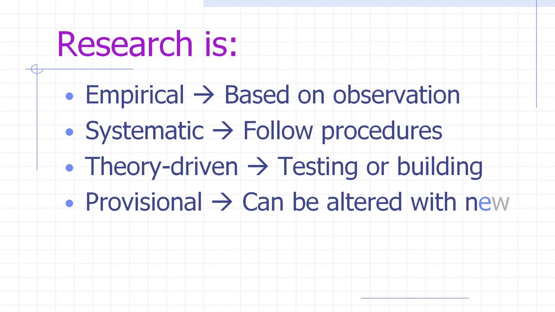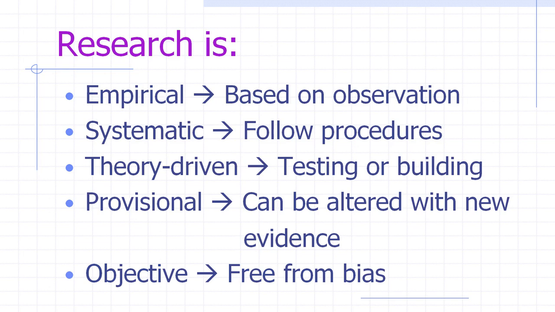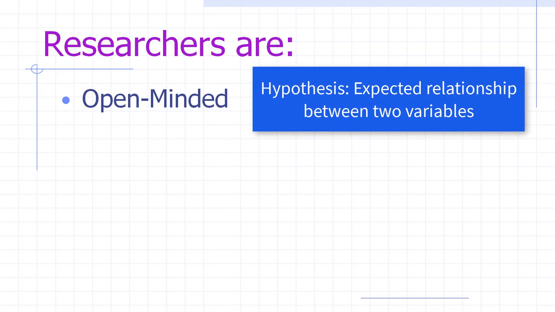It is provisional, which means that it can be altered with new evidence, with new research. And it's objective. Objective just means that it's free from bias. And again, we'll go over that later when we go over quantitative and qualitative research. Okay. So then if that's what research is, then researchers are open-minded, even if we may have what's called a hypothesis, something that we expect the research to show.